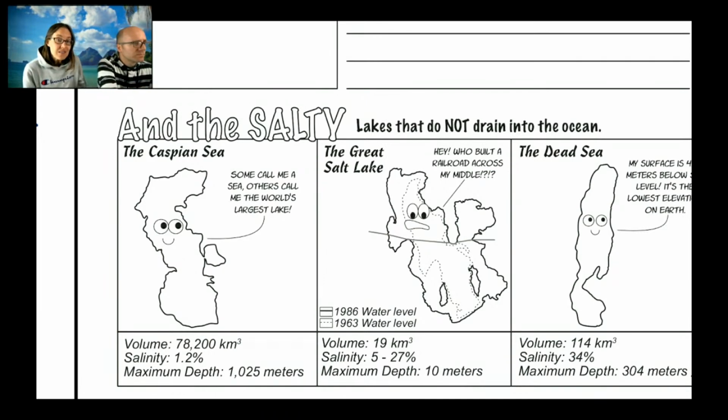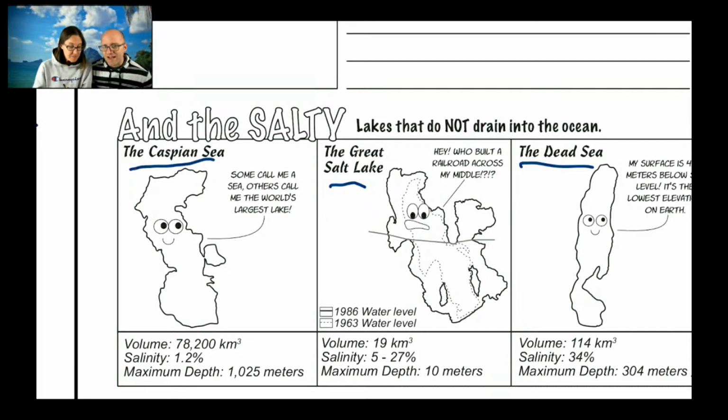The Caspian Sea is salty, and it is really big by volume, but its maximum depth is also pretty large. And these are three salty lakes here: the Caspian Sea, the Great Salt Lake, and the Dead Sea. And those are their actual shapes? Yes, but they don't have cartoon faces, obviously. And the Great Salt Lake, the poor thing, has a railroad across the middle. So the salinity up top is very different than the salinity down below because the waters don't mix.